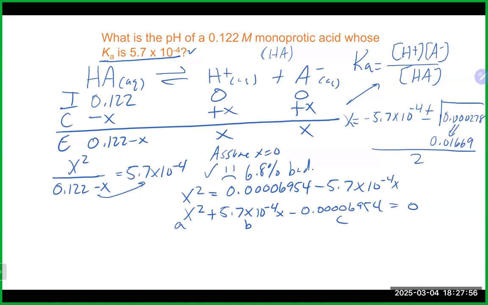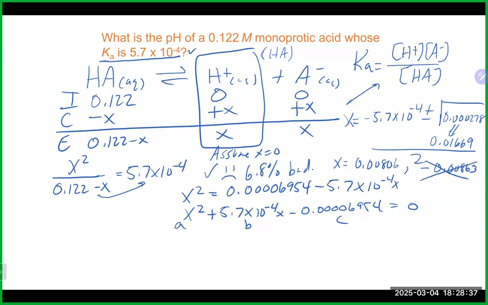Going to give us two values here. Negative 5.7 to the minus 4 plus 0.01669 divided by 2 is going to get us an x value of 0.00806 if we go the positive way. We subtract now, negative 5.7 to the minus 4 minus 0.01669 divided by 2, going to give us a negative 0.00863. Now, clearly in this case, we are looking for our H plus, and that is equal to x.